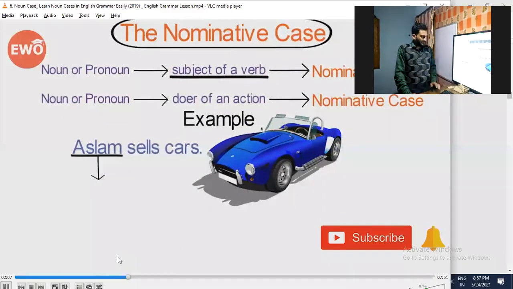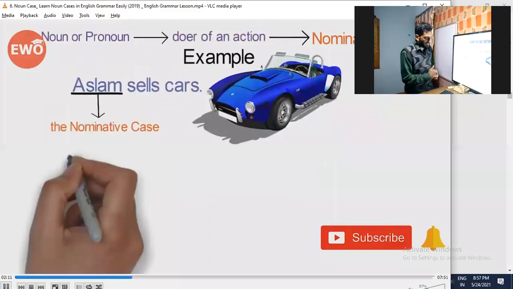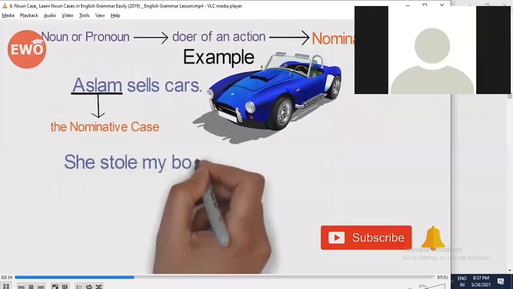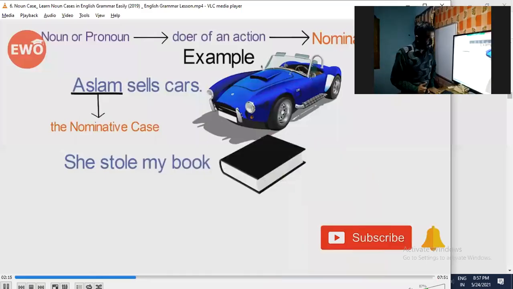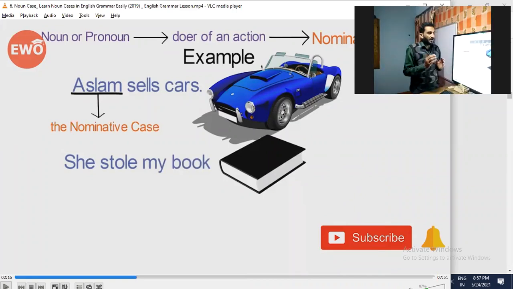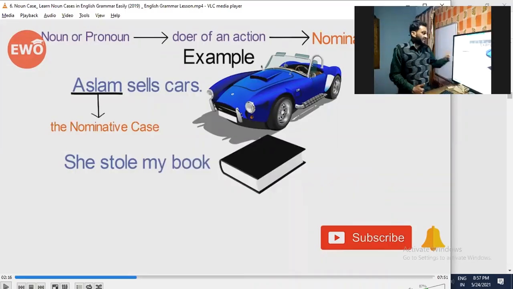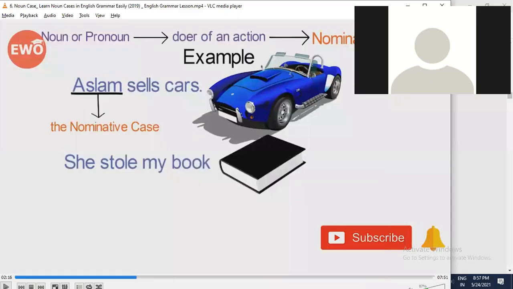Now, as you know, we can say Aslam is in the nominative case. Next: she stole my book. Now tell me which word here is in nominative case. There are 4 words in this sentence: 1, 2, 3, 4. She. Very good. Is she a noun or a pronoun? Pronoun. She is a pronoun.